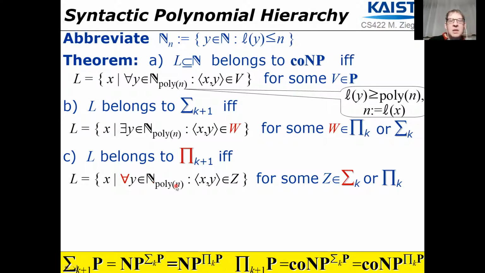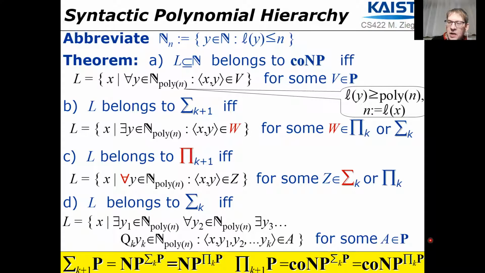But now we can unfold that induction, because remember, here's an existential quantifier and the verifier is in pi k, and pi k, according to this, starts with a universal quantifier and something in sigma k minus 1, right? And so we can kind of unroll this to arrive at the most important, namely the syntactic definition of the polynomial hierarchy: a decision problem belongs to sigma k if and only if it has this form.